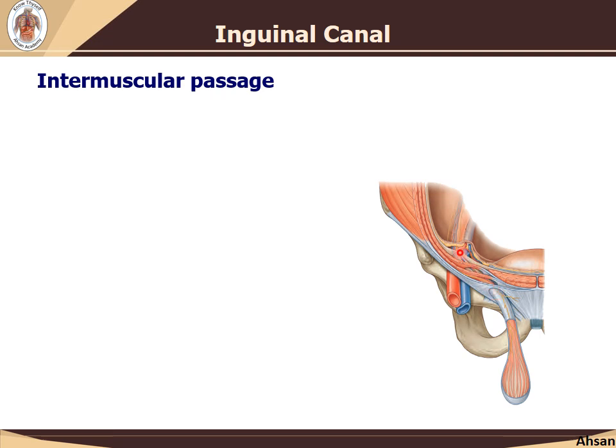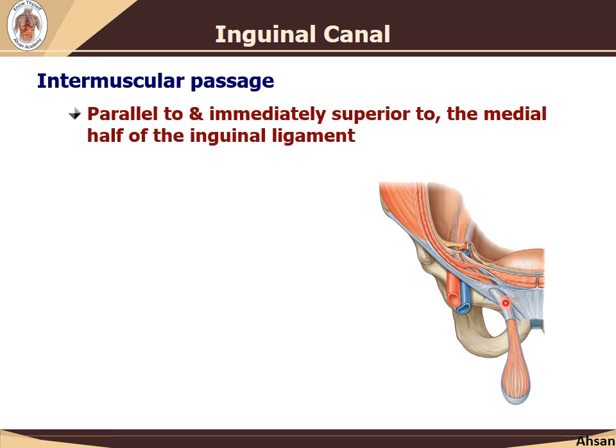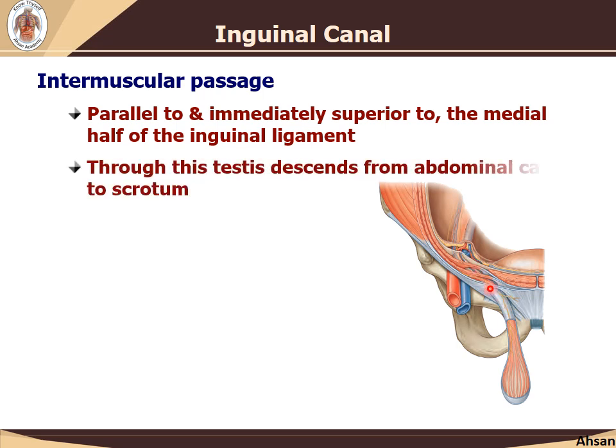So it's an intramuscular passage, and it is parallel to and immediately superior to the medial half of the inguinal ligament. This is situated just above the inguinal ligament at the mid-inguinal point, and this is just over the pubic tubercle. So this half of the inguinal ligament is forming the floor of the inguinal canal.